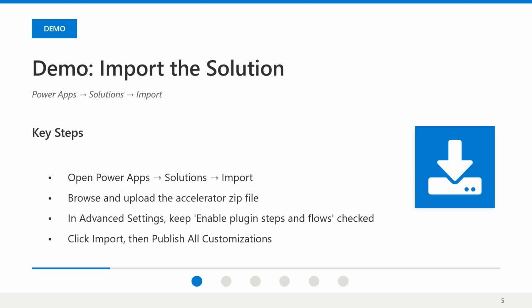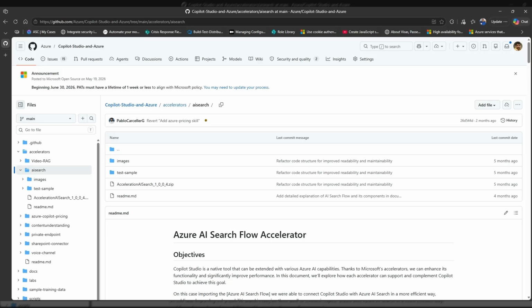First of all, we will see how to import the solution. First up, go to the Azure Copilot Studio repo on GitHub. Inside the repo, there is an accelerators folder, and then there is AI Search. We are looking at the AI Search accelerator, and here is the accelerator AI Search 1004 zip file. Download this zip file, and then we will import it into our environment.